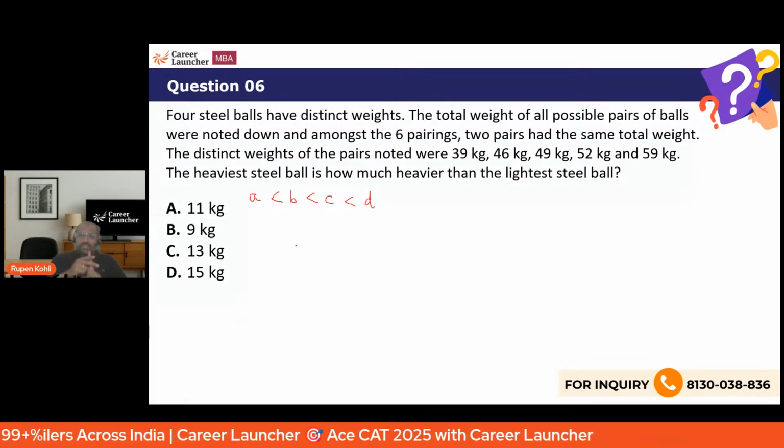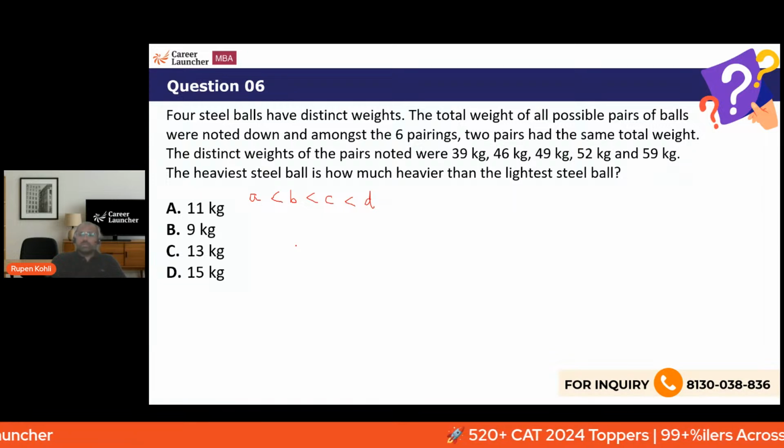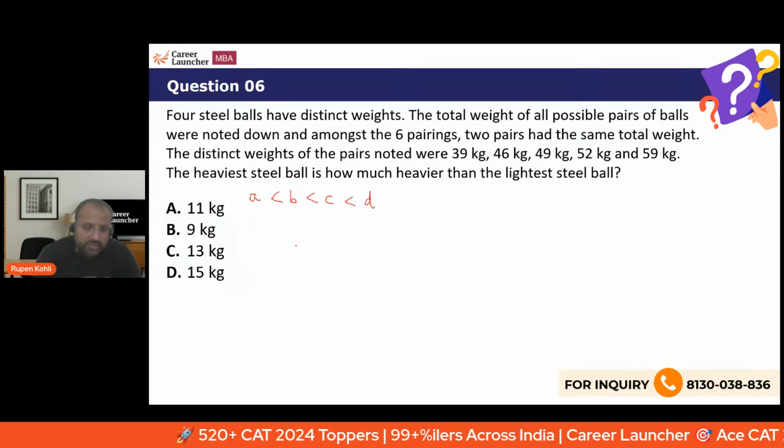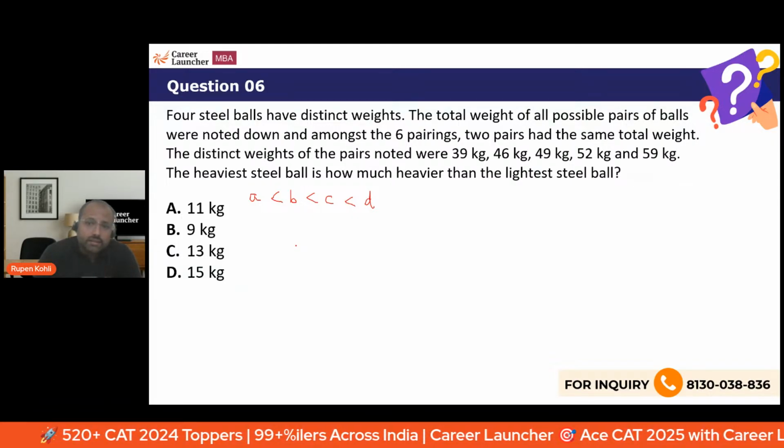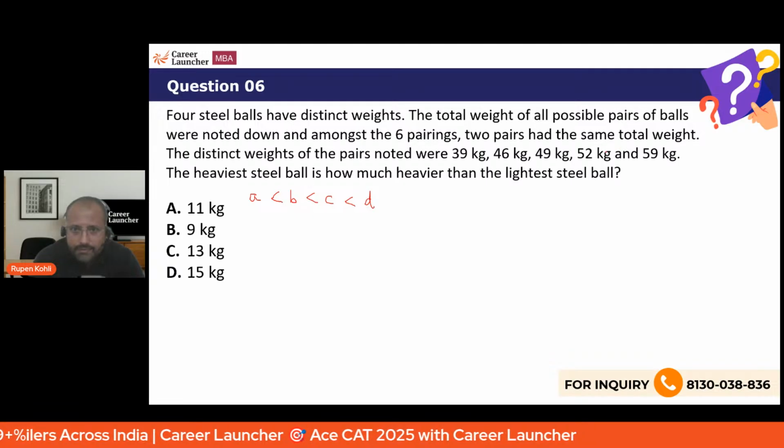Now, the challenge is to be able to interpret which two combinations of weights could have been the same, and then which could be the number from amongst those given to us. That's the challenge. And the question asks us for the difference of the weight of the heaviest and the lightest ball. So let's start thinking on this. Okay.